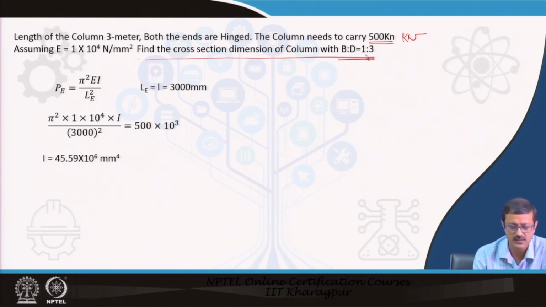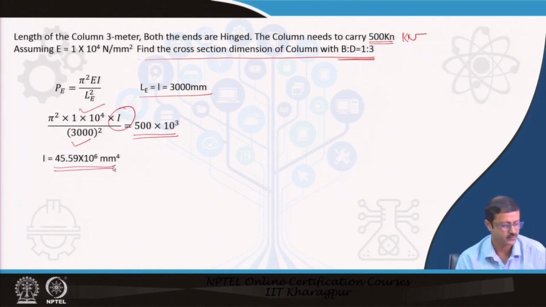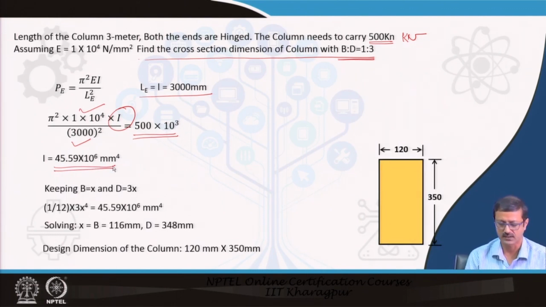In that case I use the same formula, where the critical load value P is 500 kilonewton, and LE is the 3 meter. I have to find out how much I is; the E value is given. So, this is the I value, and with this particular ratio I can easily solve, and I can see that if my dimension of the column, instead of 100 by 300, is 120 by 350, it can easily take the 500 kilonewton load without buckling. So, that will be the critical load.